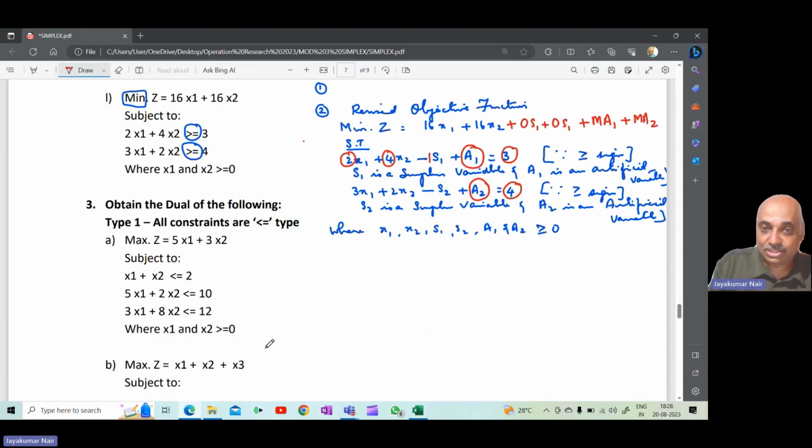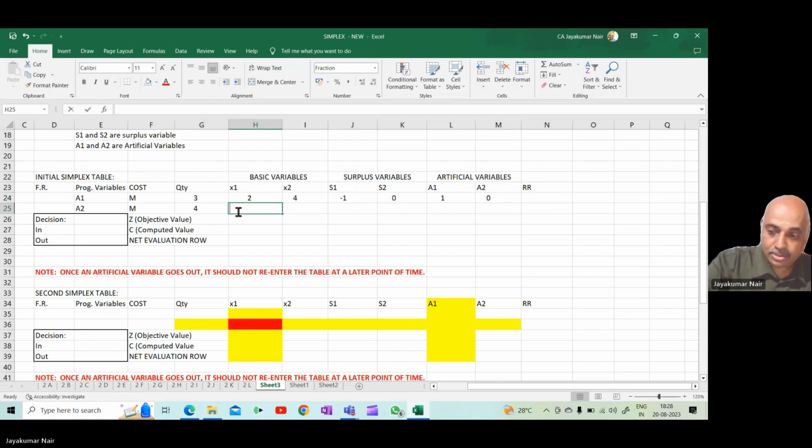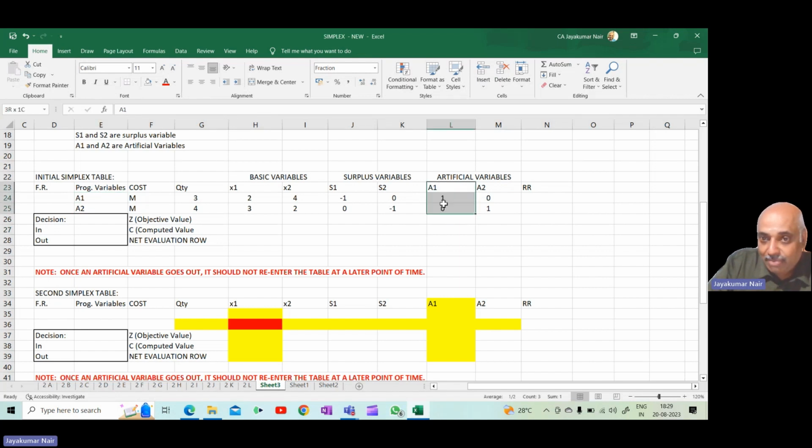Now see the second constraint. It's 3, 2. For S1, it'll be 0. For S2, it'll be -1. No A1, it'll be A2. So it is 3, 2, 0, -1, 0, and 1. Now, please check at this point. You have taken the program variables A1 and A2. So A1 and A2, these two should form a unit matrix. That is 1, 0, 0, 1.